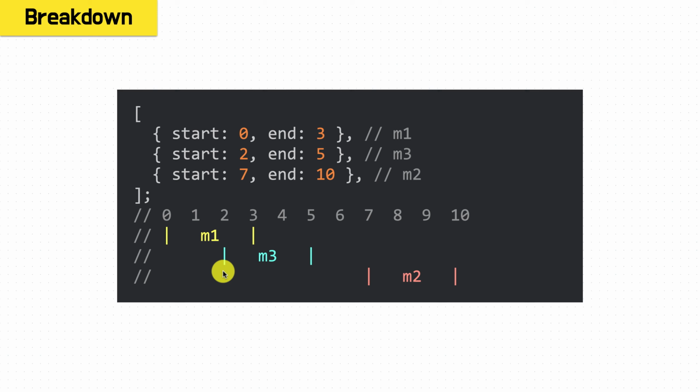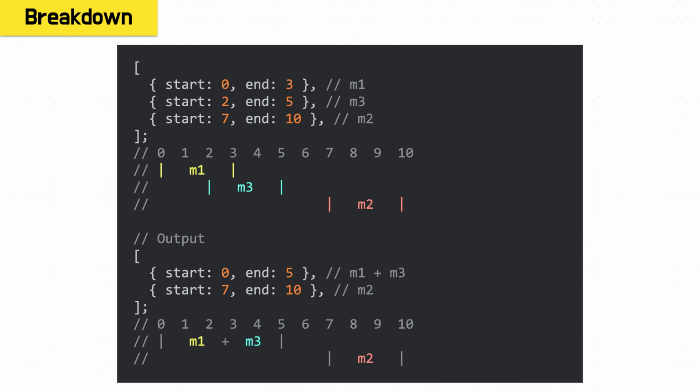So if we sort this input array, we see that meeting 3 actually comes earlier. It overlaps with meeting 1, so we combine these, but meeting 2 does not overlap with this interval. So we sort the meetings by start time, walk through them one by one. We have 0 to 3 for meeting 1, and then meeting 2 goes from 2 to 5. These overlap. So we combine them for the output, which is meeting 1 and meeting 3. And then meeting 2 doesn't overlap any other meetings, so it's simply 7 to 10 in the output.